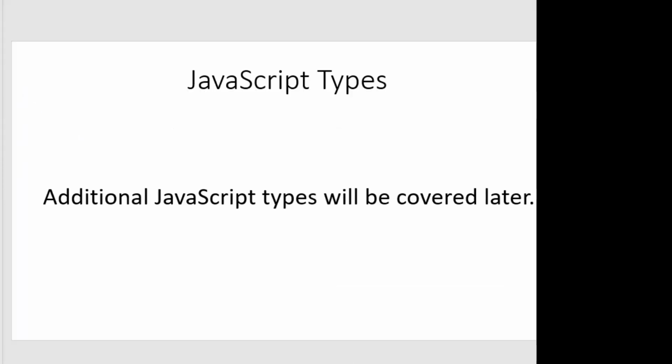So we've talked about the primitive JavaScript types. We covered numbers, strings, and Booleans, and we will be covering additional JavaScript types later in this course.